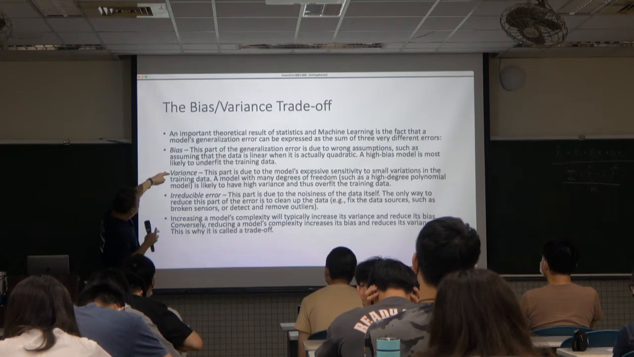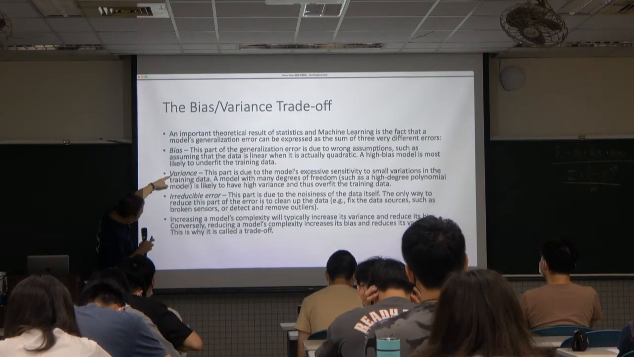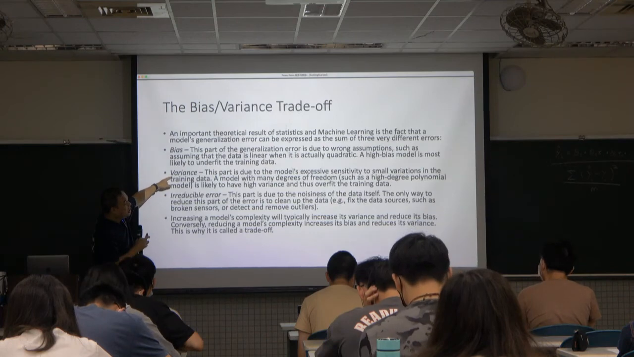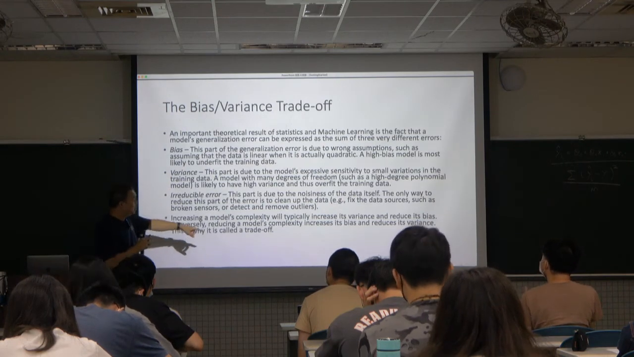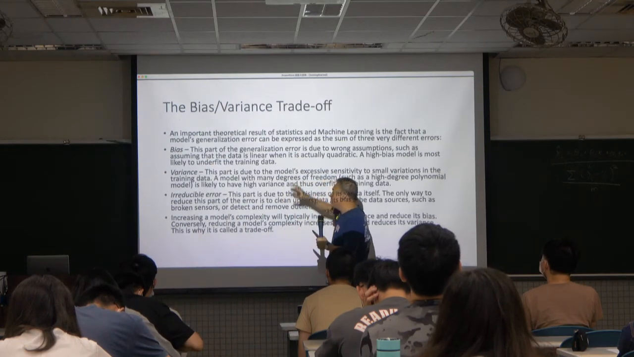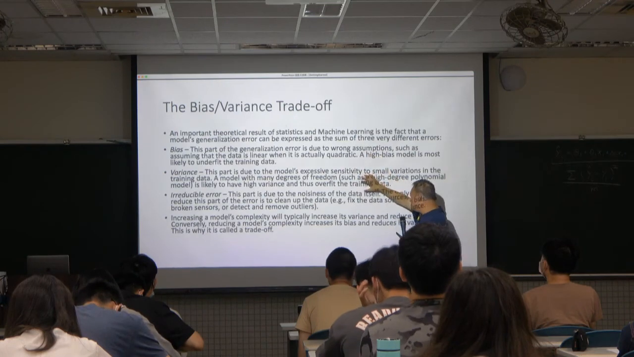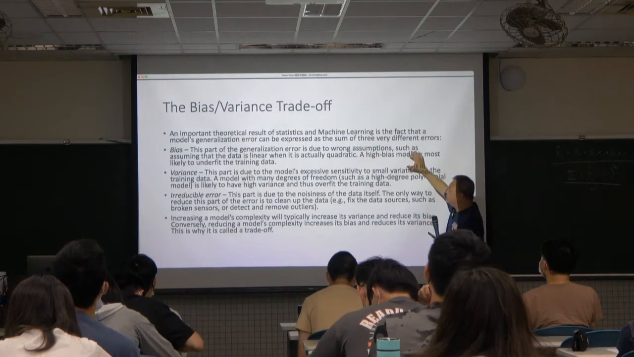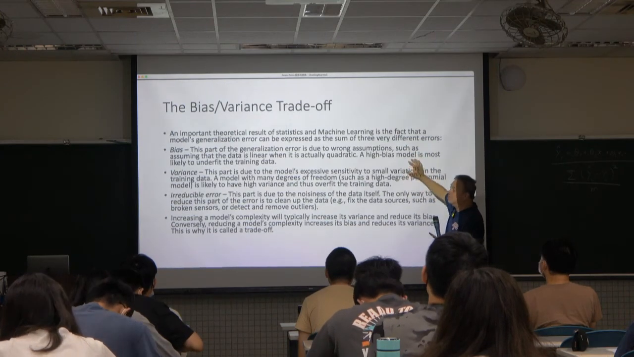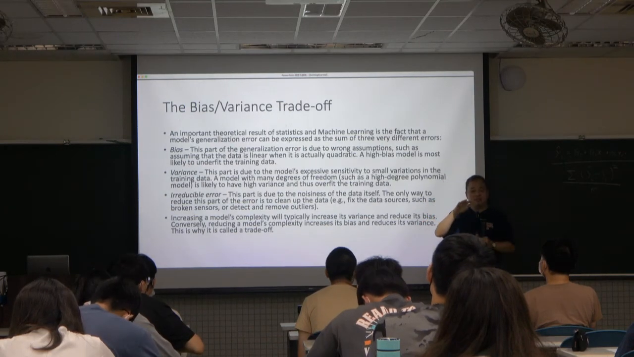Increasing a model's complexity will typically increase its variance and reduce the bias. Conversely, reducing a model's complexity increases the bias and reduces the variance. So these two, overfitting and underfitting, are a trade-off to each other, but there's a balance between them.